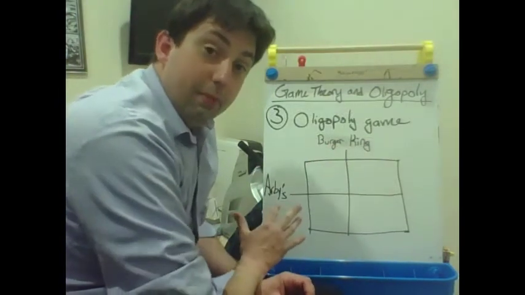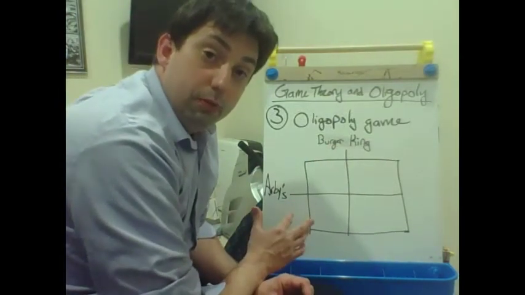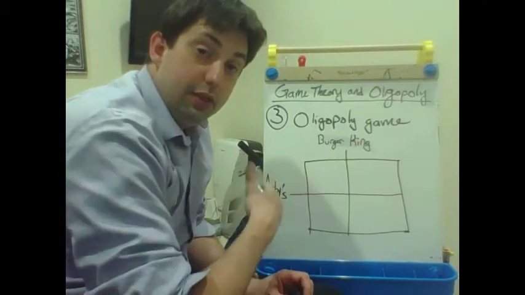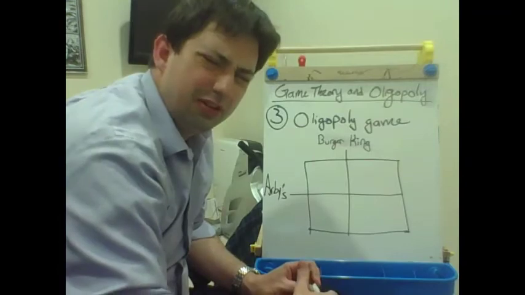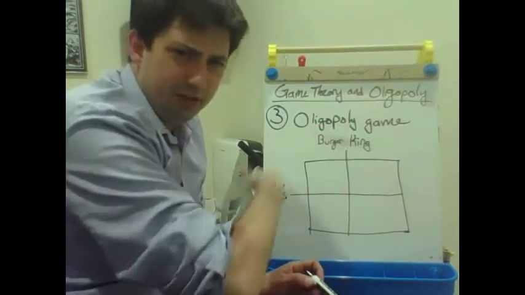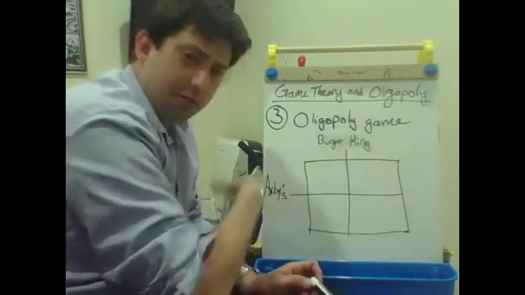So here's our oligopoly game. There are only 2 firms, Arby's and Burger King, that sell fast food or sell hamburgers or whatever it is. I think Arby's sells hamburgers, but we'll just go with A and B. I wanted to pick something with A and B. So Arby's and Burger King, player 1, player 2.